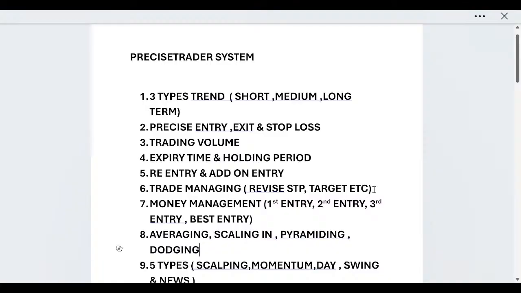So what is so special about our system? Basically we try to identify the trend. There are three types you need to know: the short term trend, medium term trend, and long term trend. When we look at three different time frames, short term is within a day, medium term is within a week, and long term is more than a week, which we can take as a couple of weeks. So we will try to define this trend in three different time frames.